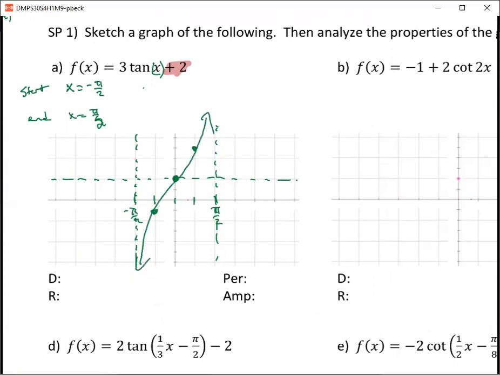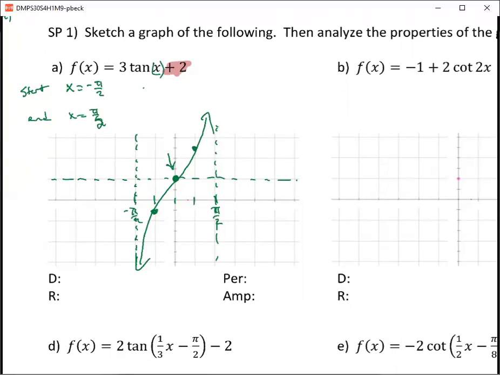Now, a big difference between the tangent graph and the graph of y equals x cubed is that y equals x cubed does have a slope of 0 there. This does not have a slope of 0, and in fact has a slope of 3 for anybody who's really interested. So please do not draw that with a horizontal slope there.